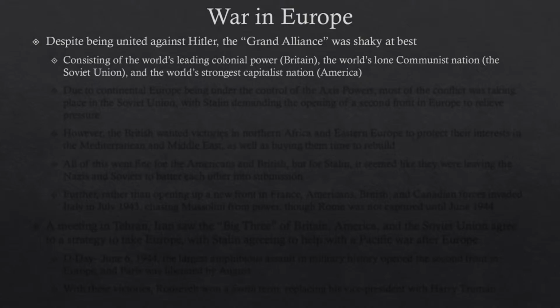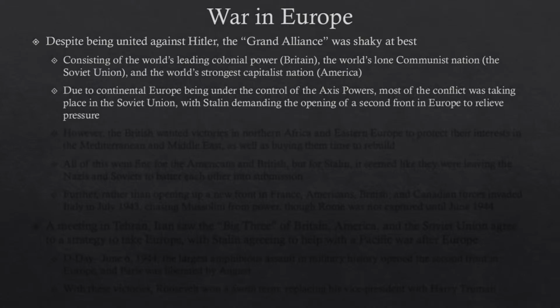Despite having a common enemy, the Grand Alliance wasn't great. So the Grand Alliance was Britain, the world's leading colonial power, the world's lone communist nation, the Soviet Union. This was after Nazi Germany had invaded the Soviet Union and the bodies started to pile up. I mean, Stalin nearly, literally had a stroke over Hitler suddenly invading. And the only reason he didn't fall entirely is that his subordinates were able to keep things moving while he was wandering around in a daze for a week. And then, of course, capitalism incarnate, the United States.